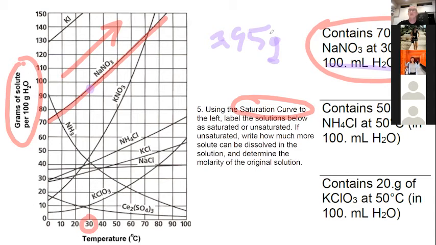So if I have 70 grams of sodium nitrate, is that a saturated solution or an unsaturated solution? Unsaturated, right? Because what this plot is telling us is how much solute it takes to make a saturated solution. That's what the saturation line means. So 100 grams of water can dissolve 95 grams. That's pretty darn soluble. It can dissolve almost the same mass of sodium nitrate. So if I have less than that, it's an unsaturated solution.